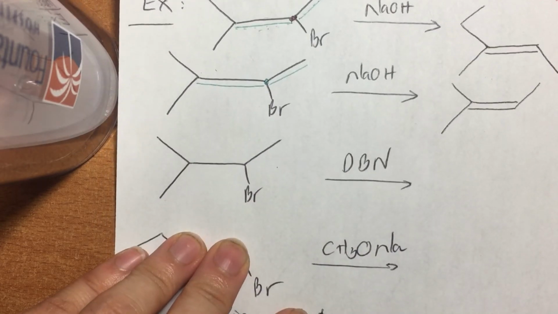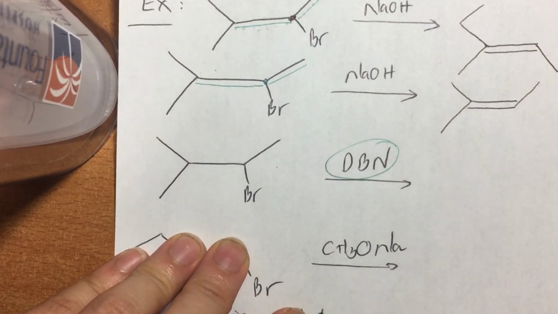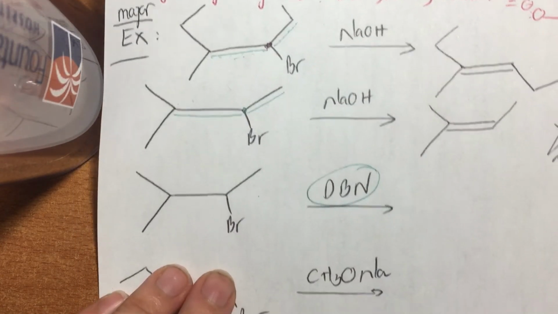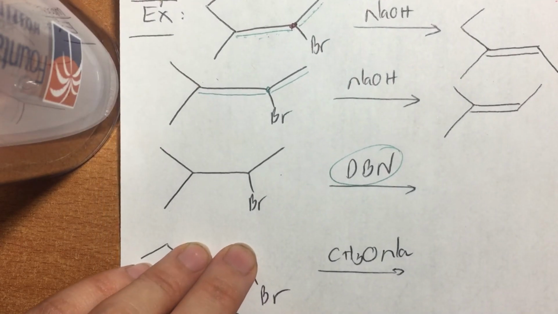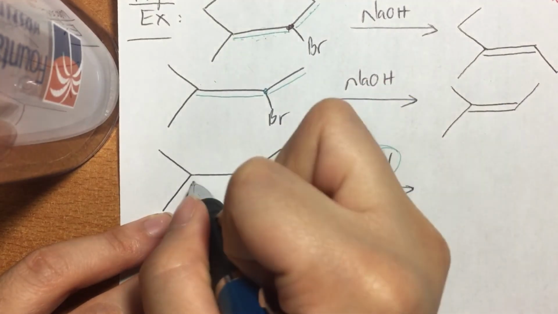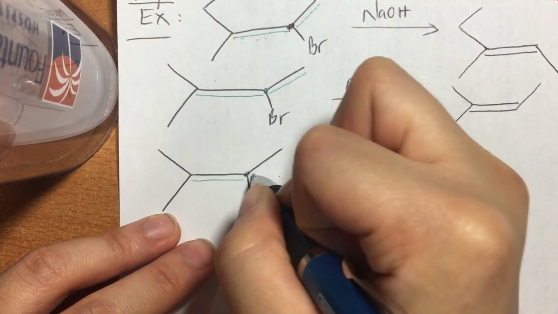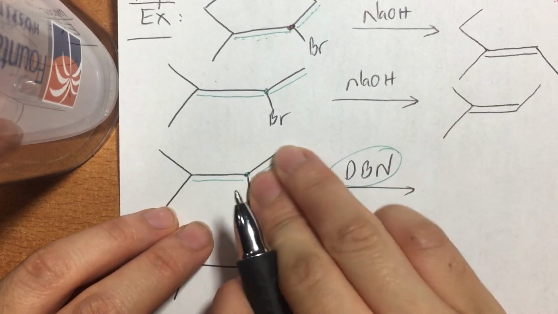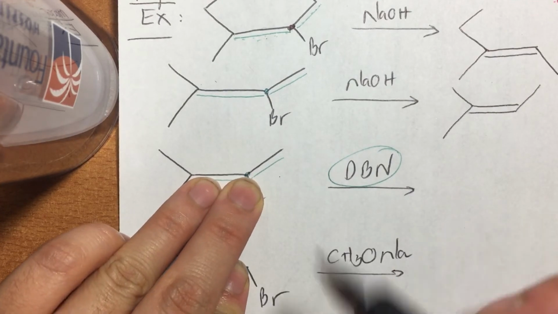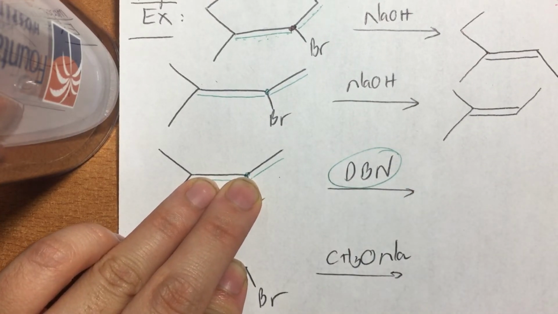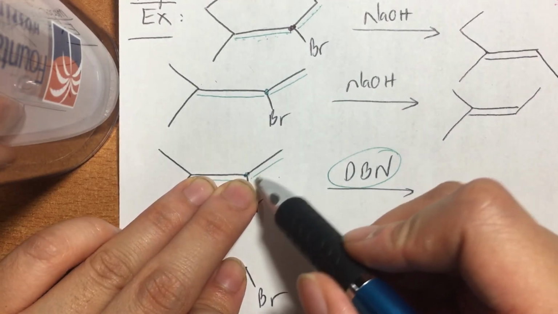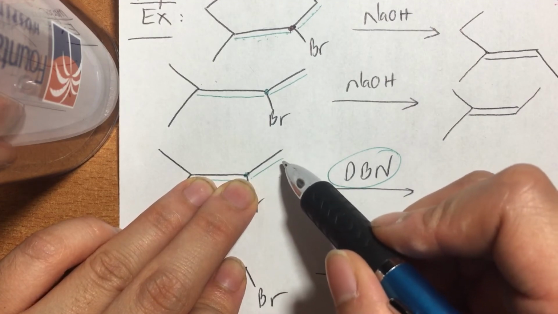So let's look at this. Now, in this case, I have a bulky base. I have a really bulky base in here, so it will favor the Hofmann product. This means the less stable product, because it's so bulky that it makes this product unable to form in here. So if I have bromine here, the double bond can form from here or from here. If it forms from here, I have a tri-substituted product. But if it forms from here, I have a mono-substituted product. And remember, DBN is a bulky base. It favors the less substituted, less stable product. So it will most likely form the double bond right here, which is mono-substituted.